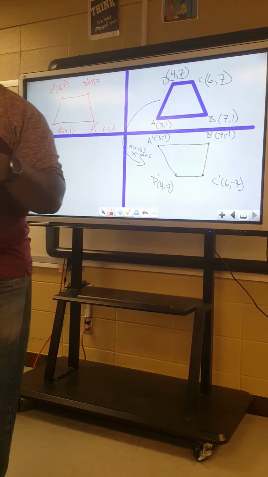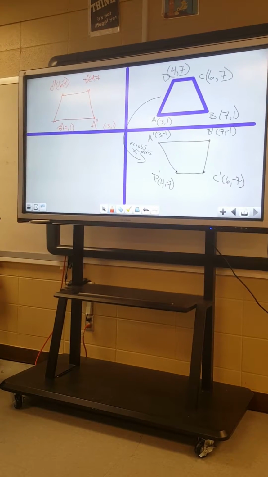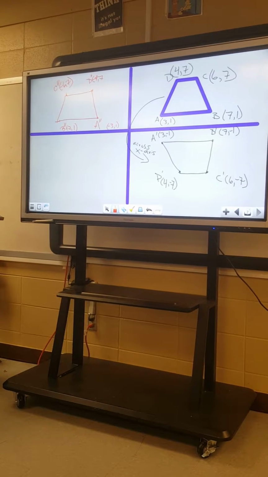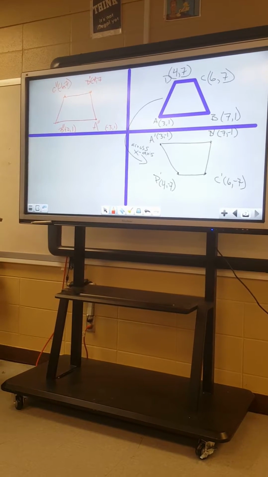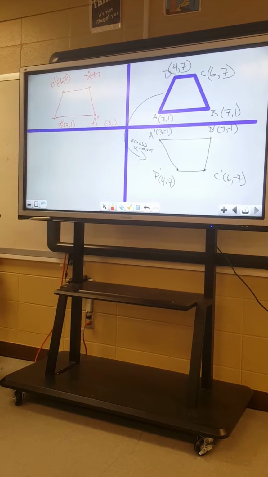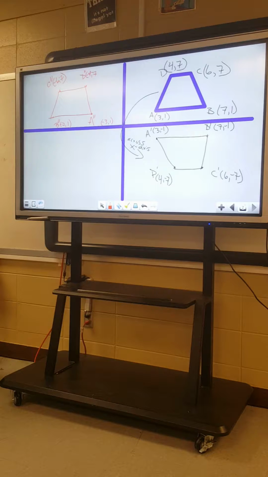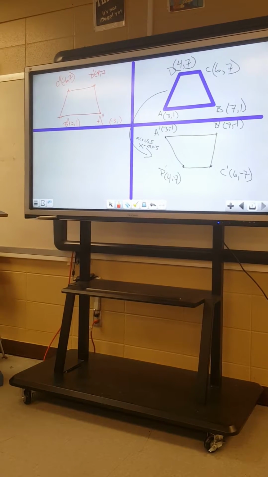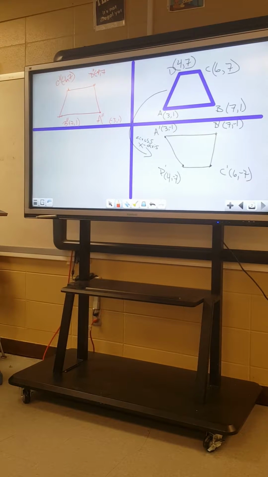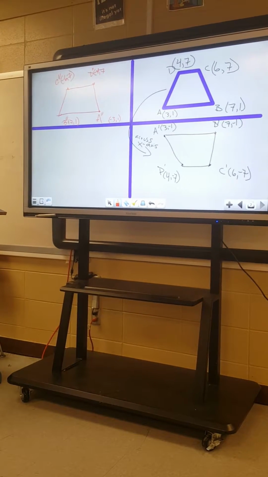So it's just like flipping, basically. That's the word we're going to use. It's just flipping over that side. Now here's the kicker. If I'm looking at a picture, how can I tell whether that picture was translated, or I used translation versus reflection? How can I tell the difference between the two?